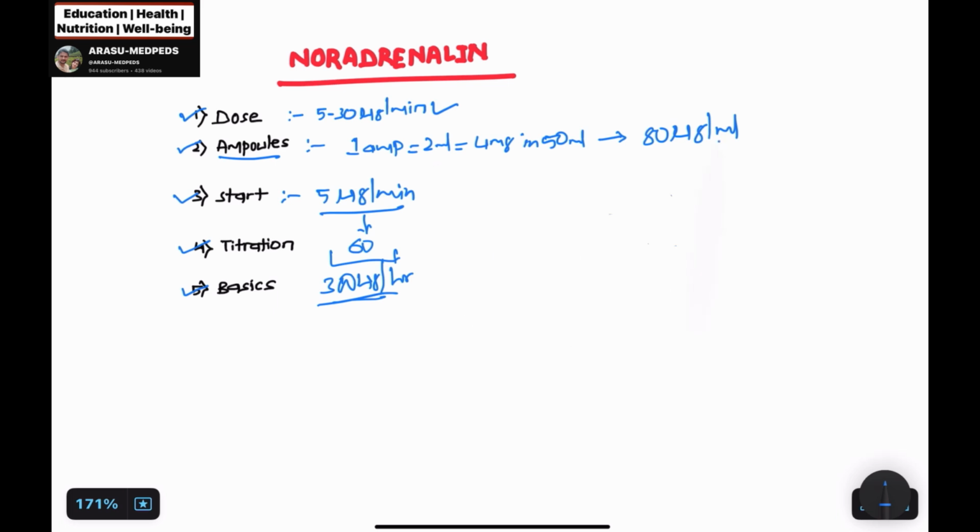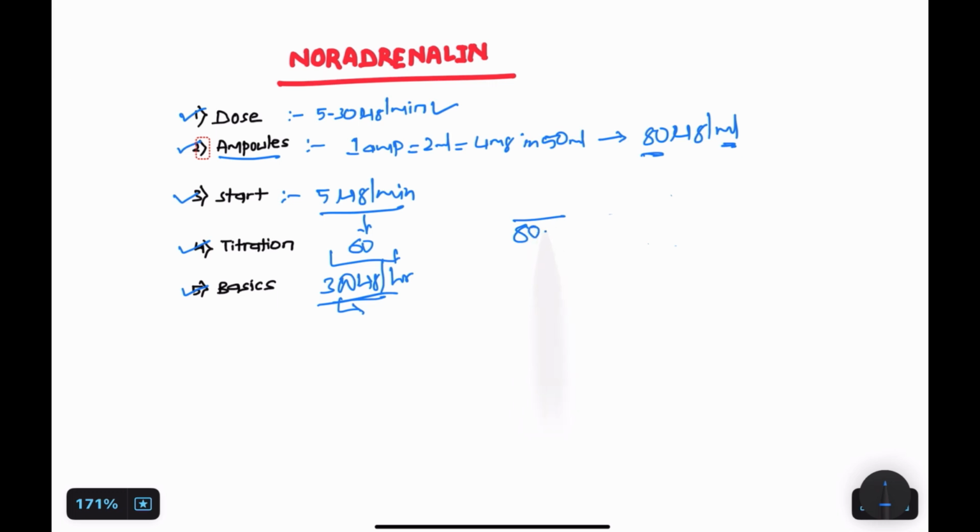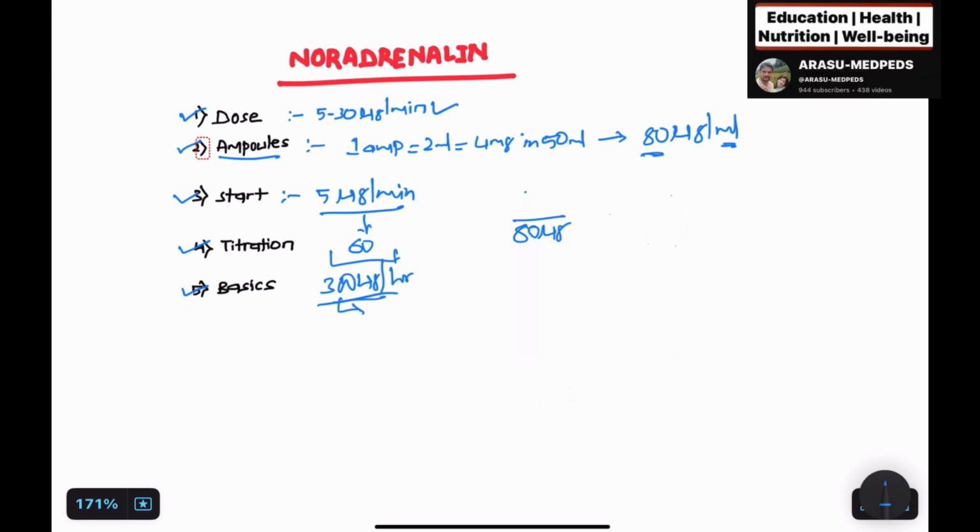Now we know that 1 ml of this mixture will give 80 microgram, right? But we want 300. So what should be the ml here? It is nothing but, see, 80 microgram, if we want, it will be 1 ml. So if suppose we need 300 microgram, if we calculate, it will be 3.75, right? 3.75 ml per hour. This is the initial infusion rate which we have to keep.